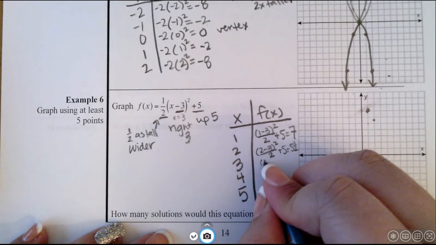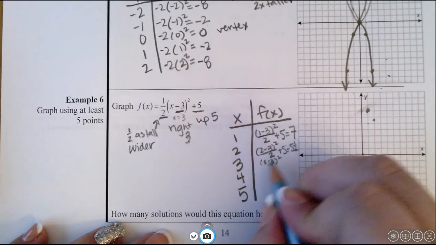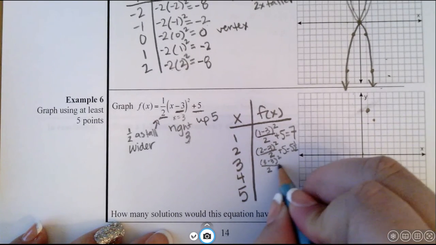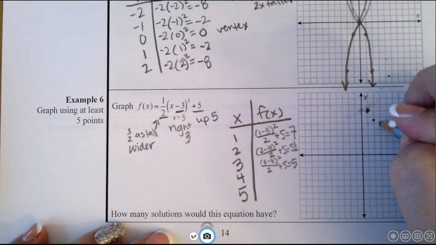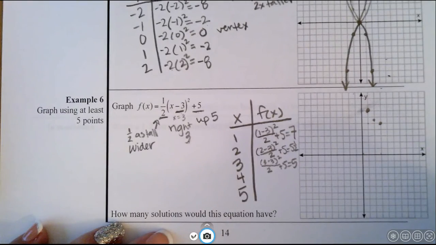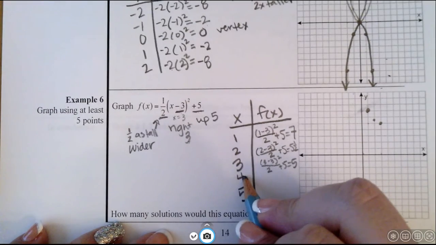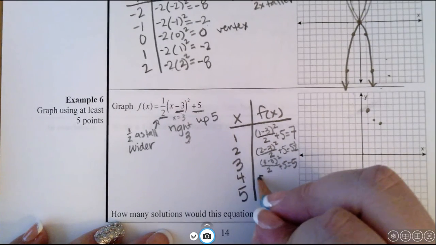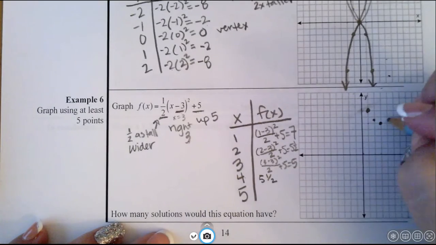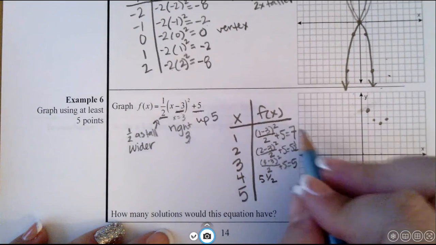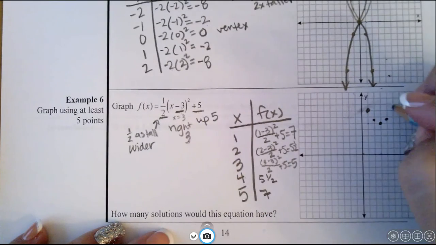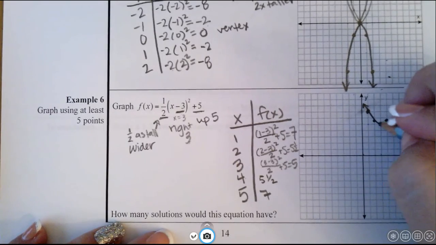3 minus 3 is 0, squared is 0, divided by 2 is 0, plus 5 is 5. 4, because of the symmetry, we already know is 5.5. And 5, because of the symmetry, we already know is 7. So here's our graph.